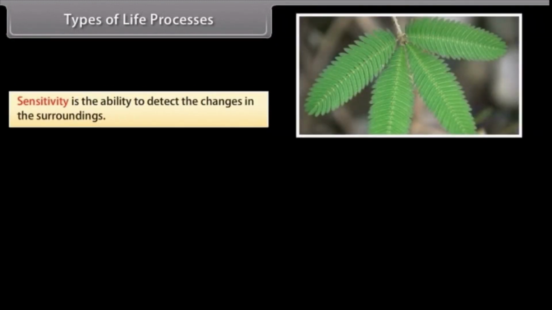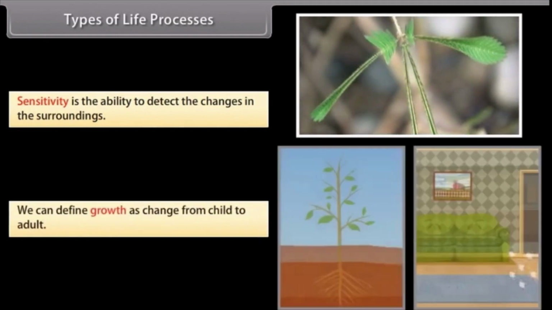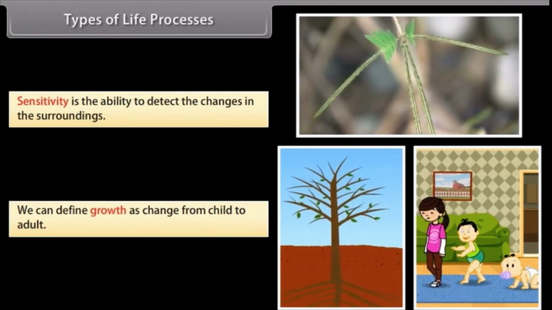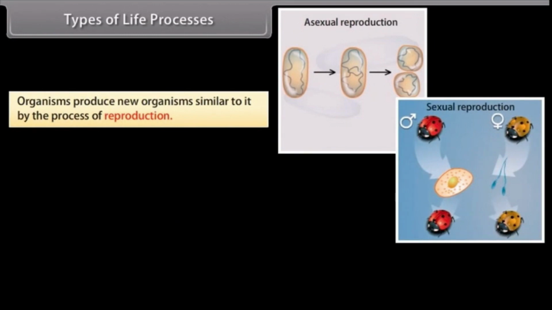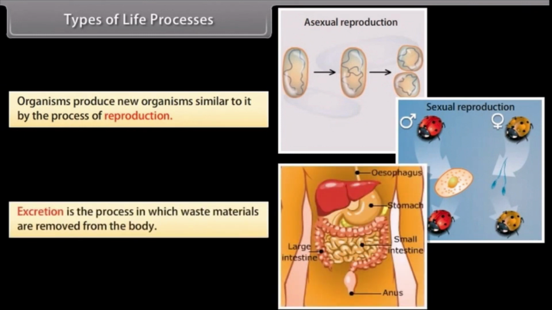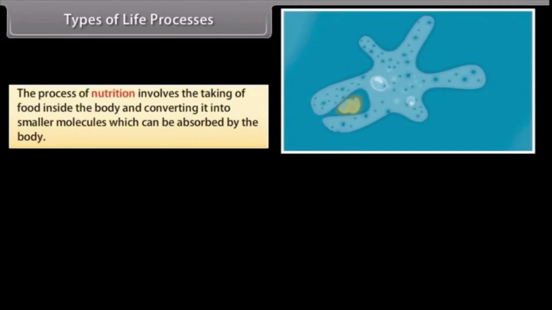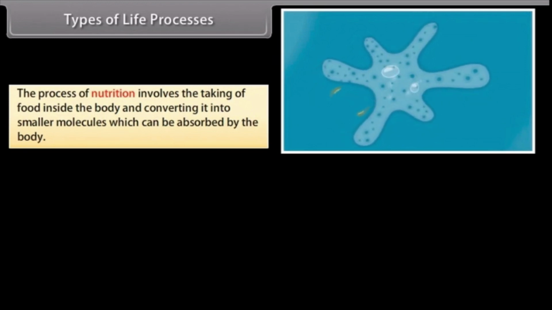Sensitivity is the ability to detect changes in the surroundings. We can define growth as change from child to adult. Organisms produce new organisms similar to themselves by the process of reproduction. Excretion is the process in which waste materials are removed from the body. The process of nutrition involves taking food inside the body and converting it into smaller molecules which can be absorbed by the body.